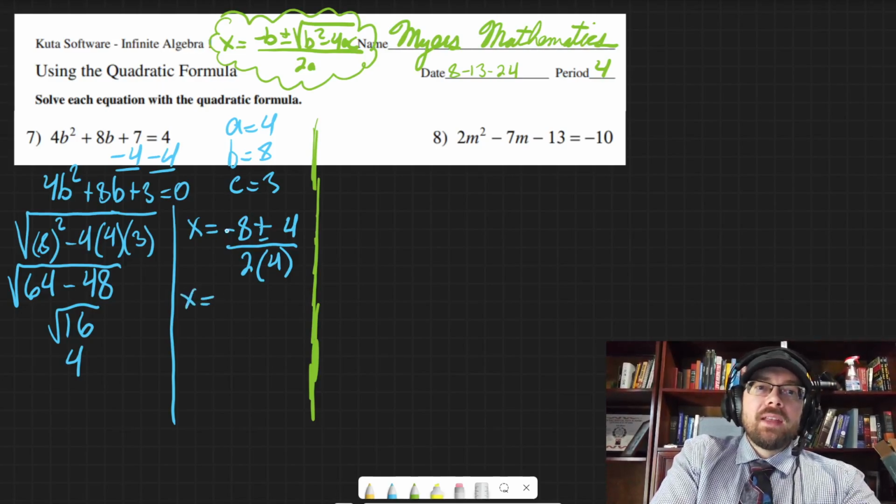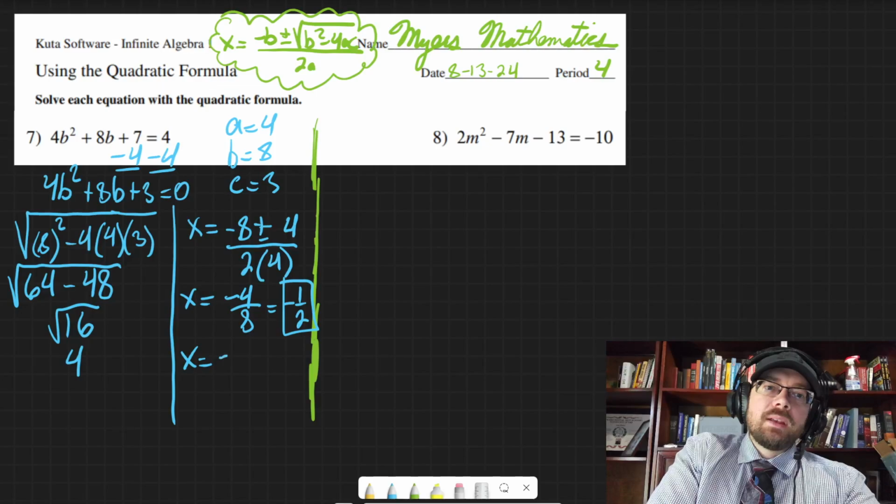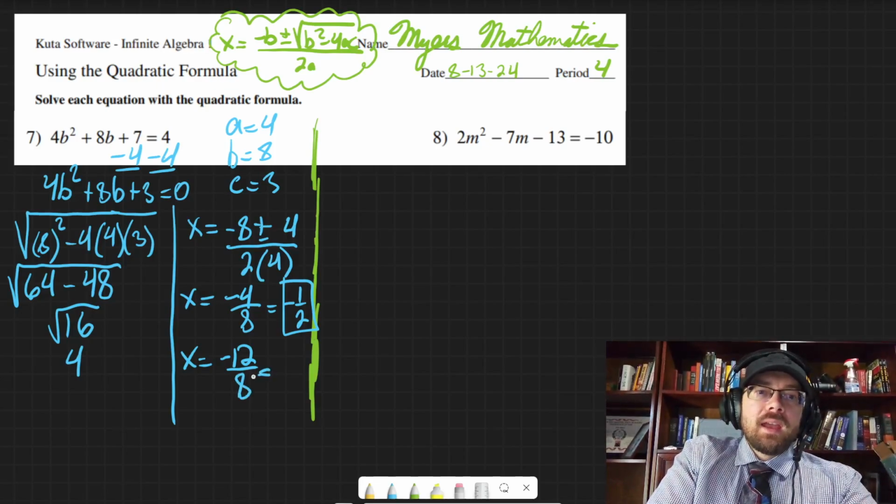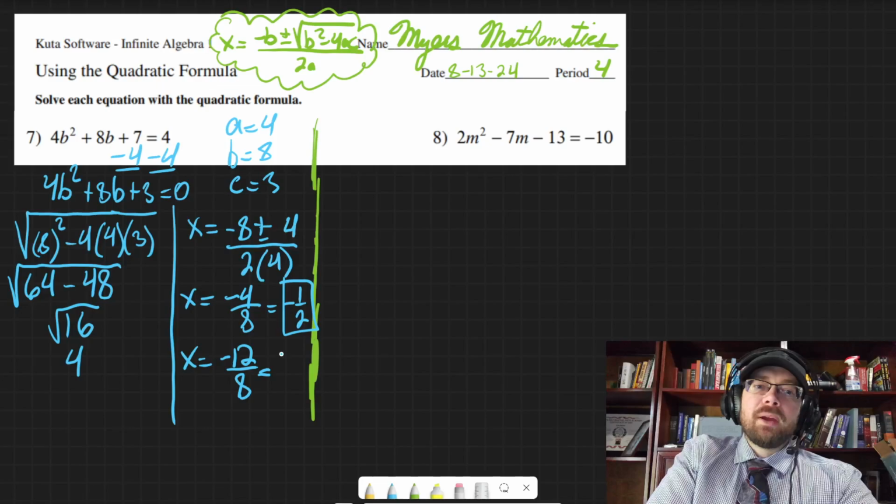Okay, so then that's negative 8 plus 4. Negative 8 plus 4 is negative 4 over 8, right? 2 times 4. So that's going to be negative a half. And then the other one is going to be negative 8 minus 4, which is negative 12. You're going to add the two negatives together. Still over 8. And both 12 and 8 divide by 4. That one goes in 3 times. That one goes in 2 times.